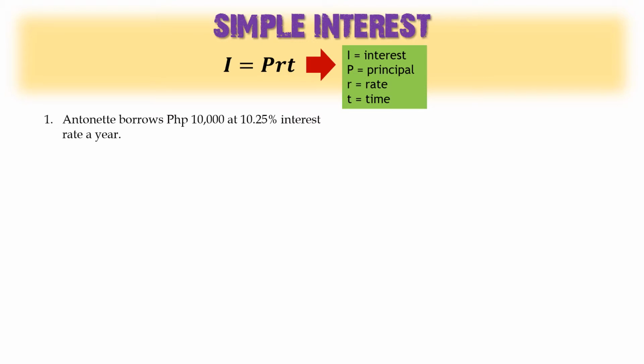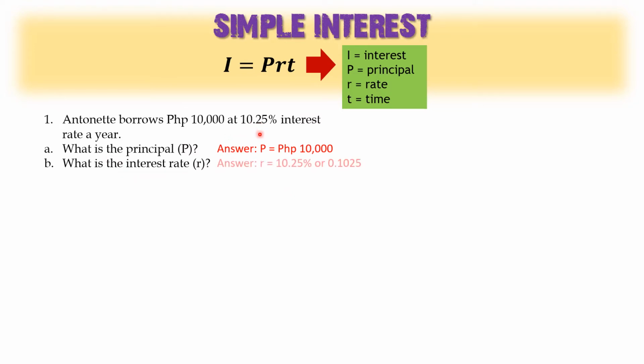So, we have here a problem. Antoinette borrows 10,000 pesos at 10.25% interest rate a year. First question, what is the principal? Okay, magkano yung hiniram ni Antoinette? Of course, that is 10,000 pesos. Next, what is the interest rate? That is the percentage. That is 10.25% or 0.1025.